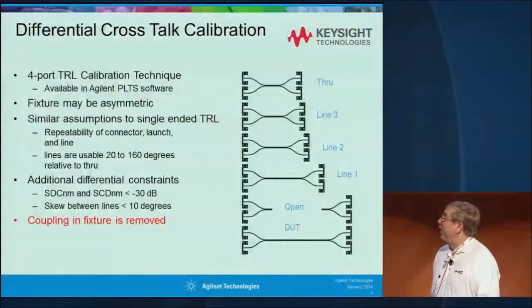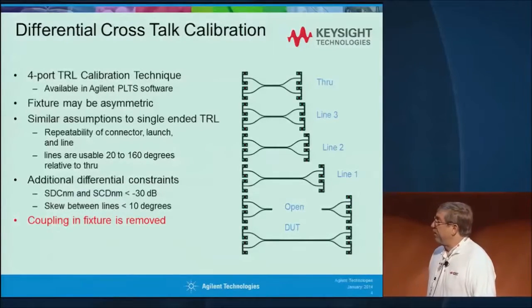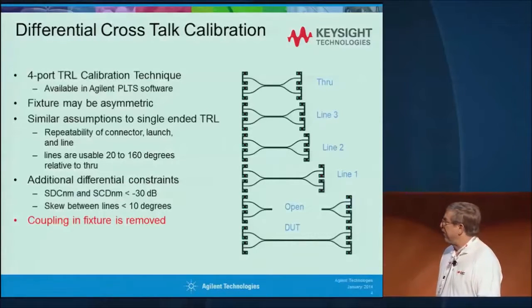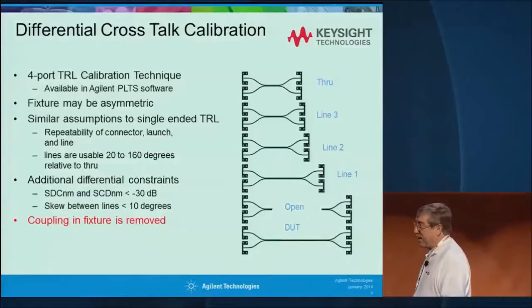A few years ago, we came up with another TRL calibration technique, which is a 4-port TRL. It looks very similar. You have a through, multiple lines, a reflect of some kind. Same constraints, assuming the lines are the same, connector repeatability and so on. The additional assumptions are that the mode conversion is less than 30 dB and the skew between the lines is less than 10 degrees. And in this case, you'll get the fixture removed, which includes coupling. So if you have coupling in this area, it will remove that. So we have some people that started to do differential in the signal integrity world, differential TRL.